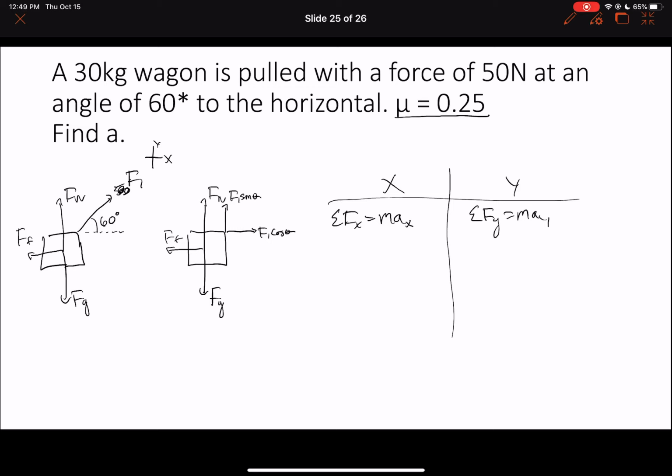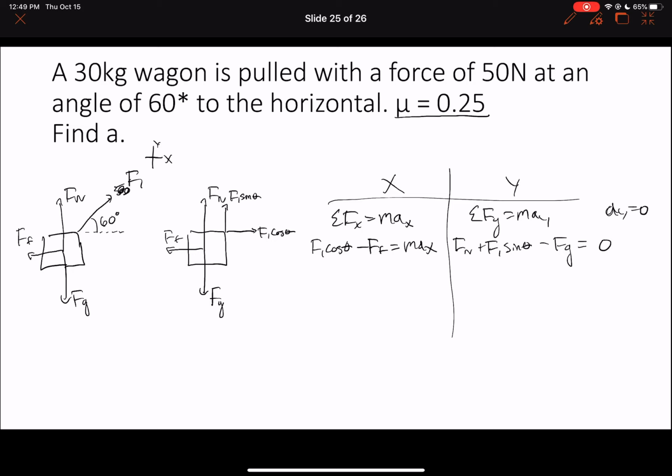Now in the x direction, what are the forces? Well, we have F1 cosine theta going in the positive direction and the frictional force in the negative direction. In the y direction, we have normal force and sine of F1 minus Fg. And of course, the acceleration in the y direction is 0, like normal. That will always be the case. I'll tell you it's not.